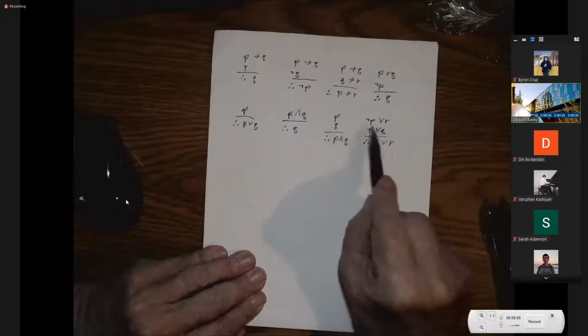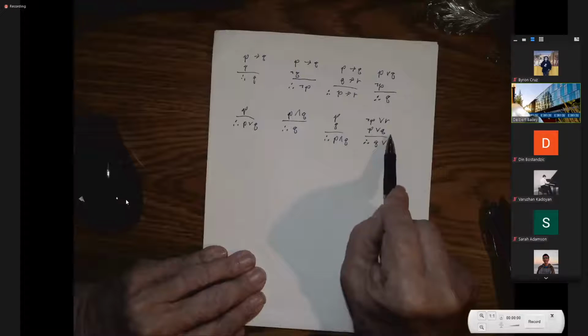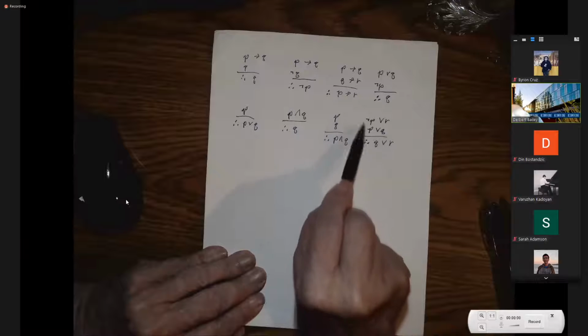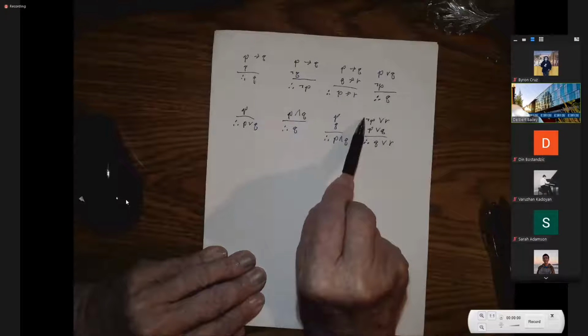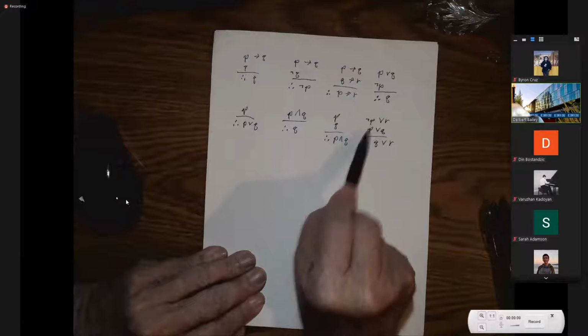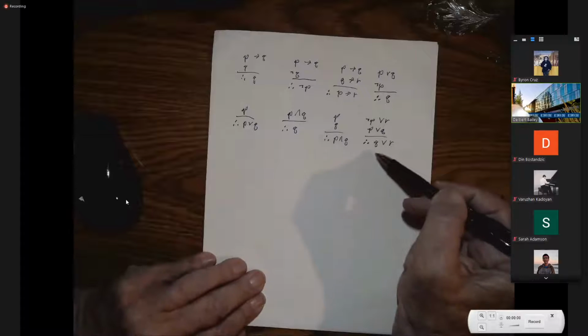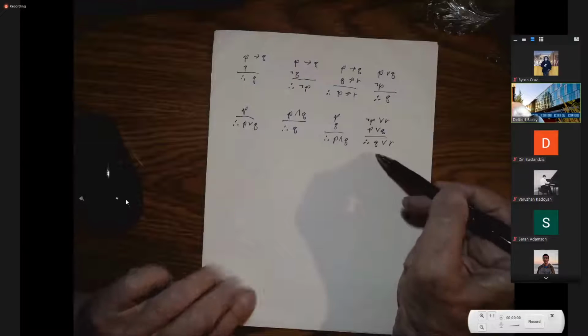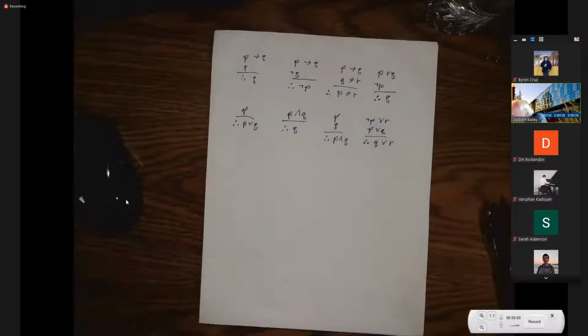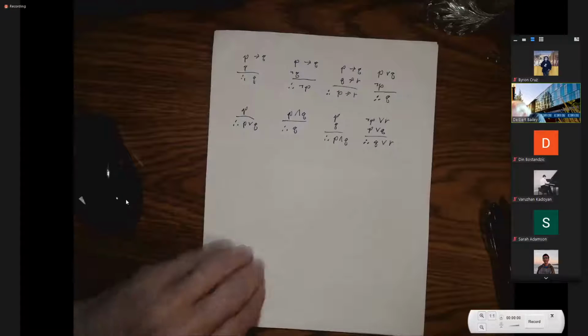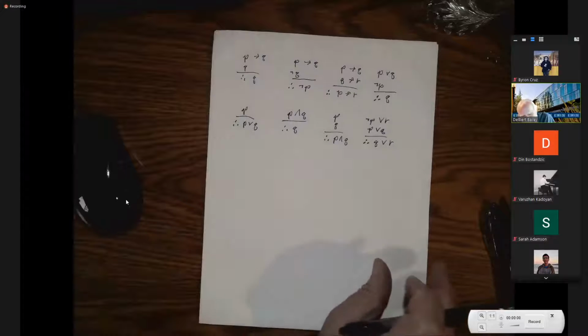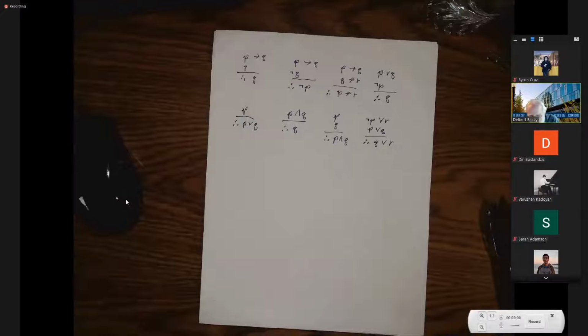Okay, so if you have these as premises, not P or R and P or Q, well, not P is true or P is true. One of these has to be true. And from that you can get that Q or R must be true. Any questions on that?